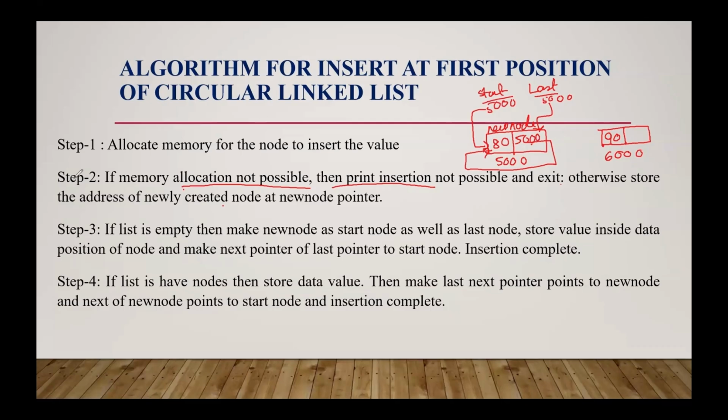So now what happened? If we store this one, then this value is gone as well as the link is gone. So it stores which value? 6000. If you store the value 6000, then the connection is established. Make the next of the new node point to the start node. How to make it? Pointing to the start node means 500, so I have to store 500. If I store 500, then what happened?